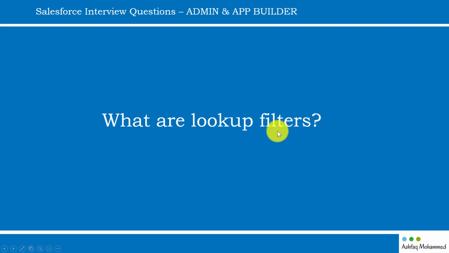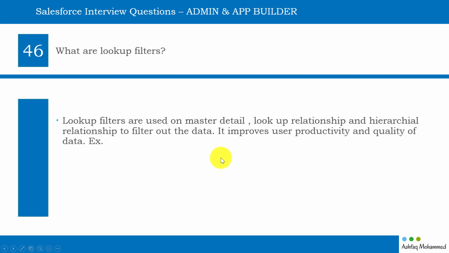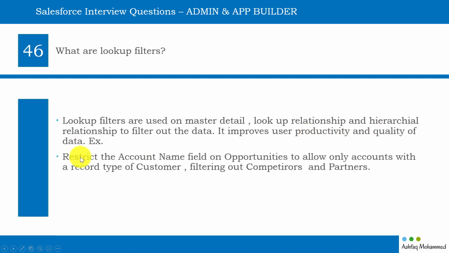Okay. What are lookup filters? This is important. Lookup filters basically are used on master detail, lookup relationships, and hierarchical relationships to filter out the data, right? It improves the user productivity and quality of data. Example, restrict an account name field on opportunities to allow only accounts with record type of customer, filtering out the competitors and partners. Example, just open an opportunity, try to search an account.